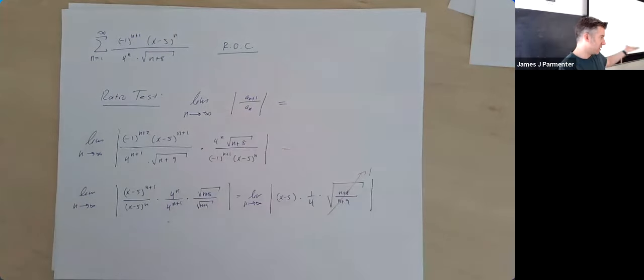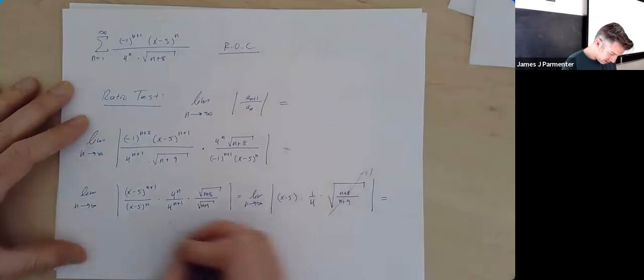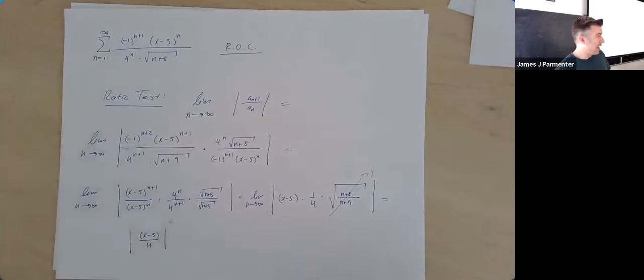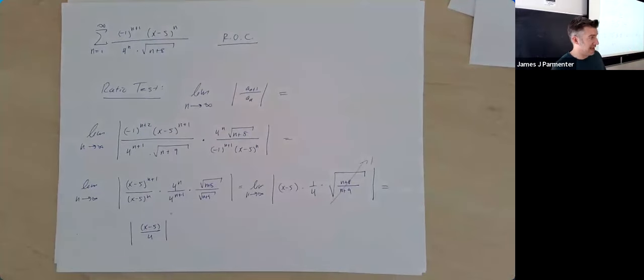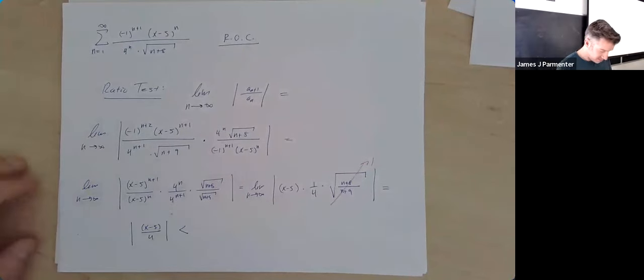For the same reason the other limits we did went to 1 or 4 or whatever they went to, because the highest powers are the same and we get the quotient of the leading coefficients, and the square root of 1 is 1. So then we're left with the absolute value of x-5 divided by 4. And we want that limit to be less than 1.